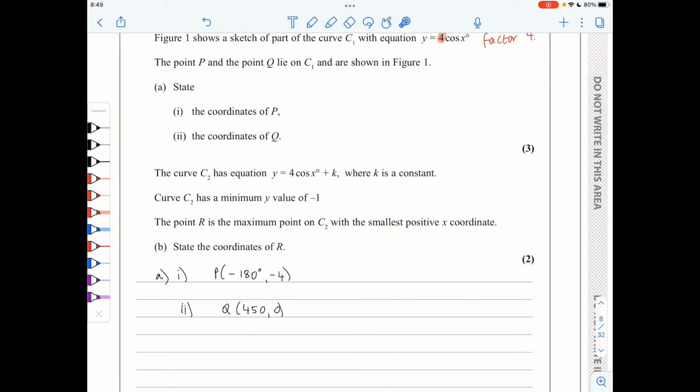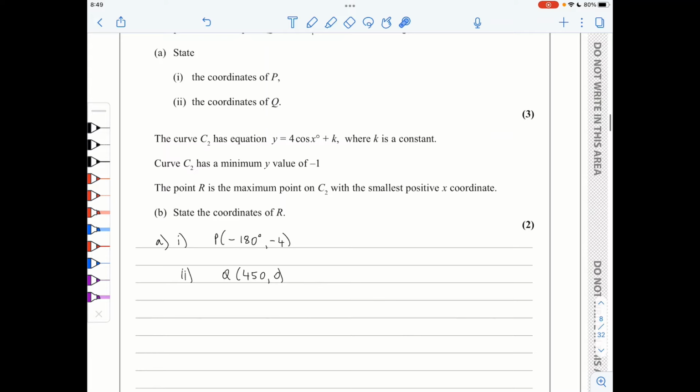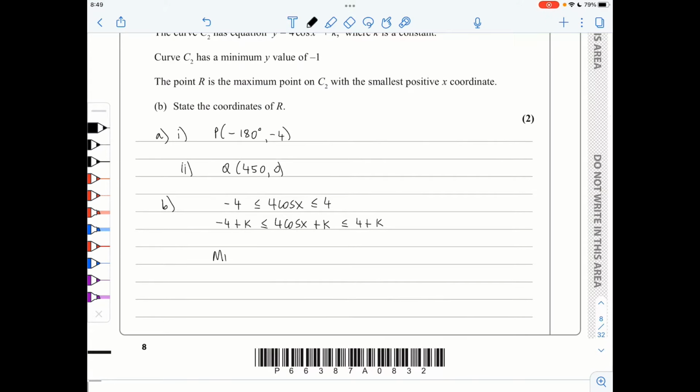I will actually start by considering the range of values of 4 cos x. We know that 4 cos x lies between 4 and -4. So if I add k, and I'm dealing with 4 cos x plus k, then the maximum will be 4 plus k, and the minimum will be -4 plus k. Now, the minimum is at -4 plus k, and I have been told that this minimum is -1, which means that k is equal to 3. Now, this is not the end of the story.